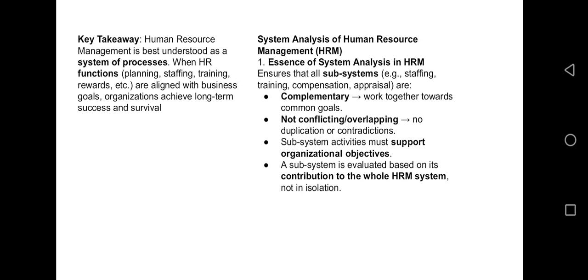The key takeaway: human resource management is best understood as a system of processes. When HR functions, planning, staffing, training, reward, etc. are aligned with business goals, organizations achieve long-term success and survival.